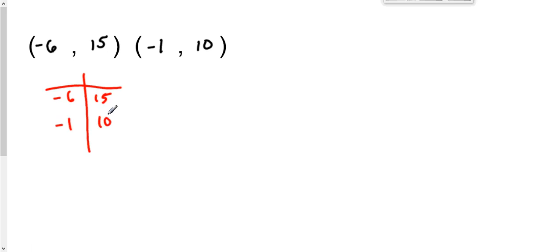I'm going to try one more point. We're going to try this one. Again, we could just go the table method. -6, 15. -1 and 10. Or we can use our slope equation. I'm going to do both for learning purposes. You can pick either technique. I think they're both valid.